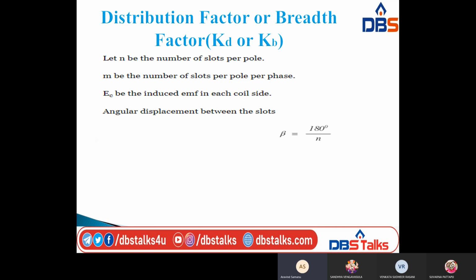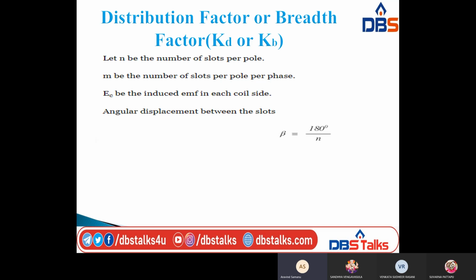I already explained this in the terminologies of armature winding, and I also explained one example for that. For a 2-pole 18-slot armature, we have the beta angle, that is 180 by n. Here n is equal to the number of slots per pole. Here the number of slots is 18 and poles is 2. 18 by 2 is equal to 9. That means n is equal to 9. So substitute the n value here, 180 by 9, that is equal to 20 degrees. That is the slot angle beta.